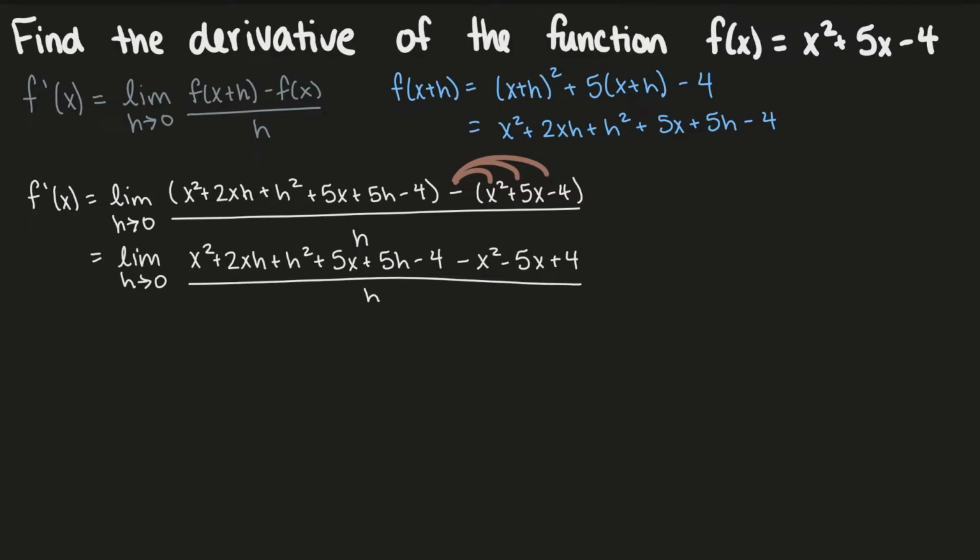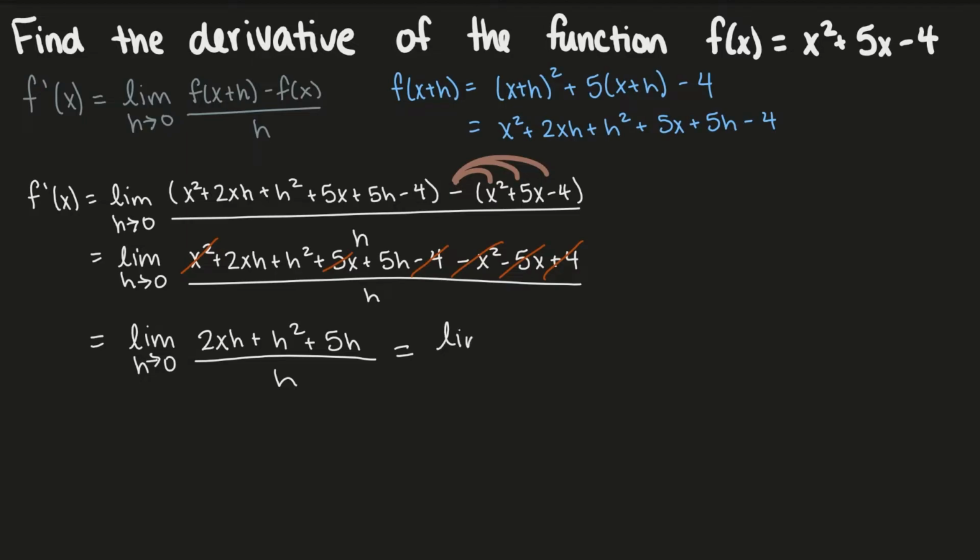So we can cancel some of these numbers out. Our x squared and our -x squared will cancel out. Our 5x and -5x will cancel, and our -4 and +4 will cancel. This means we're left with the limit as h goes to 0 of 2xh plus h squared plus 5h all over h. Now, let's factor out an h so that we can simplify this as much as we can before we solve our limit.